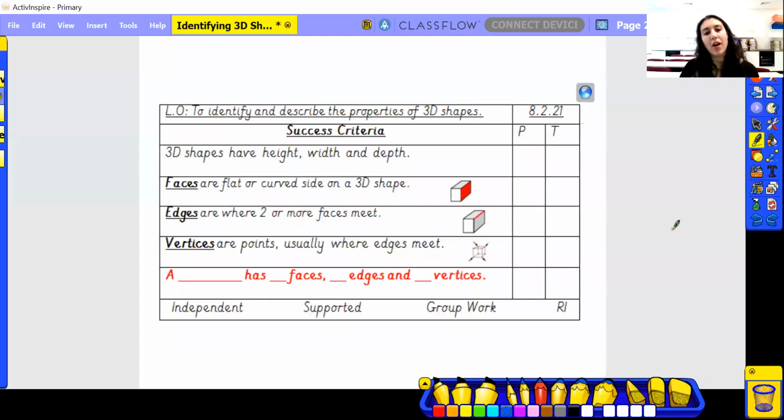Okay then, so moving on with our shape learning. Today we're going to have a look at 3D shapes.